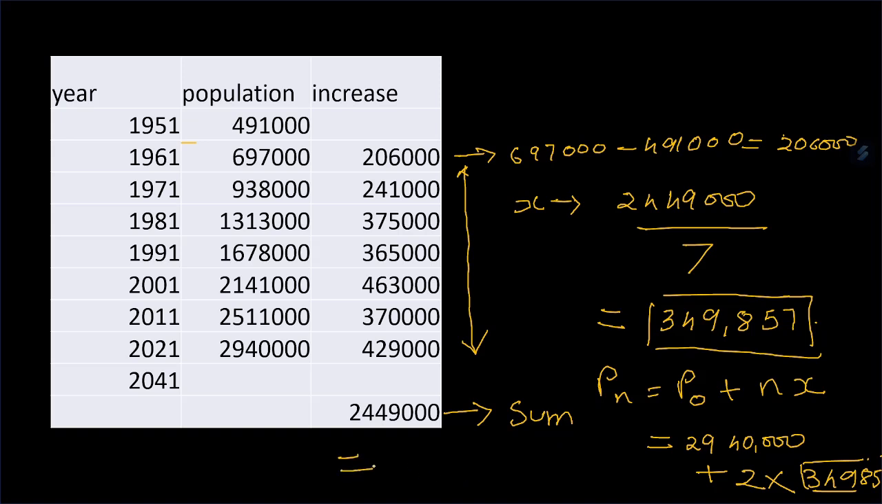The answer comes out to be 36 lakhs 39,714. So 36 lakhs 39,714 will be the population of Nagpur city in 2041 as per the arithmetic increase method. Now let's see our next method, which is the geometric increase method.